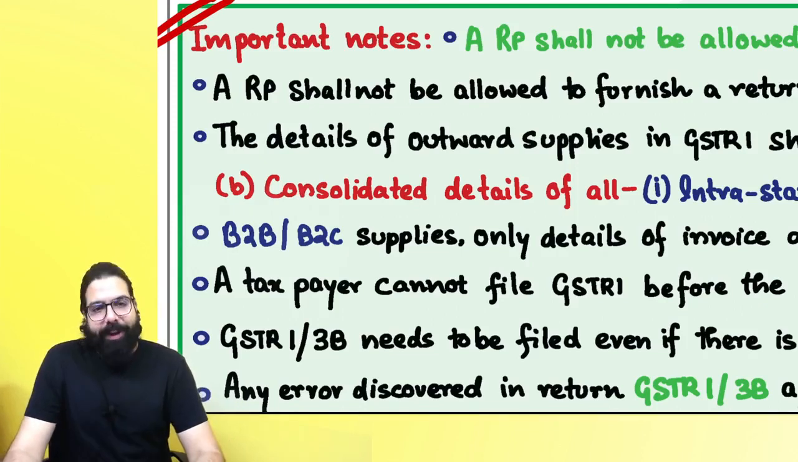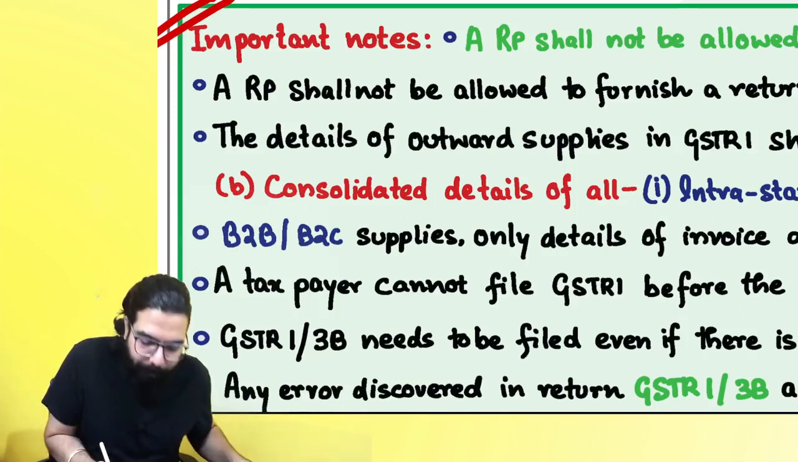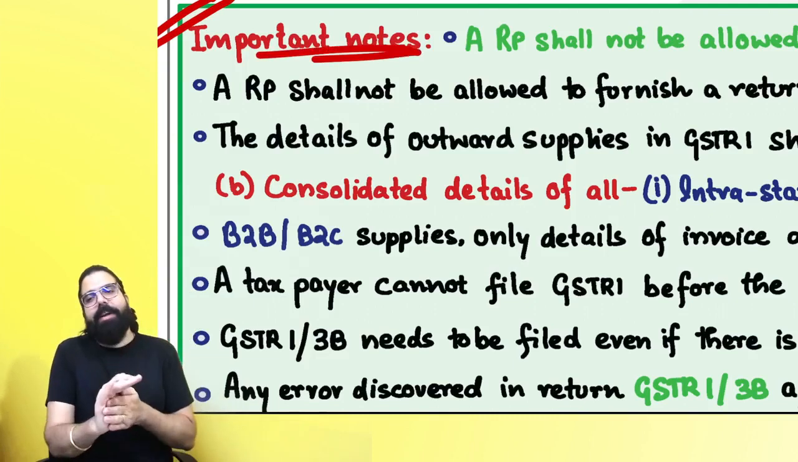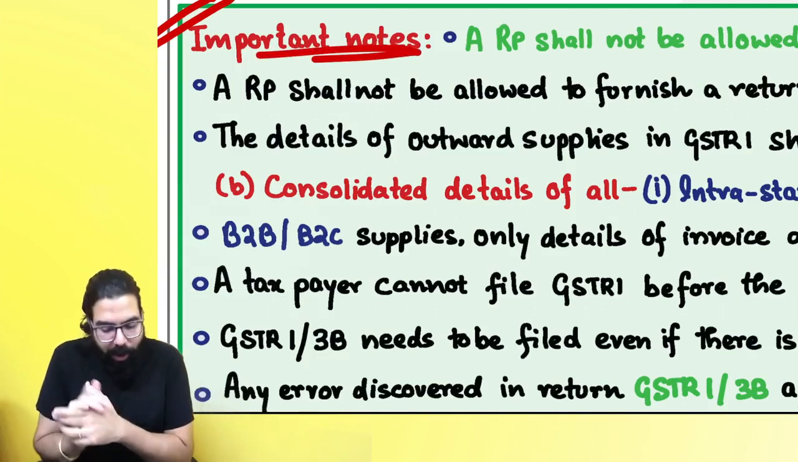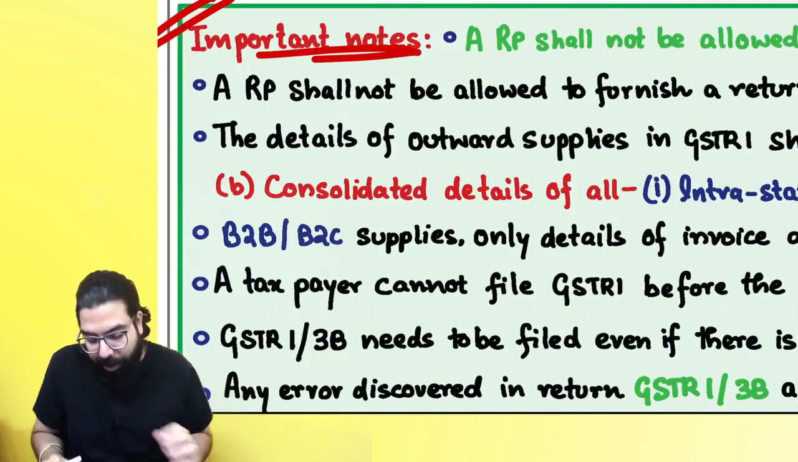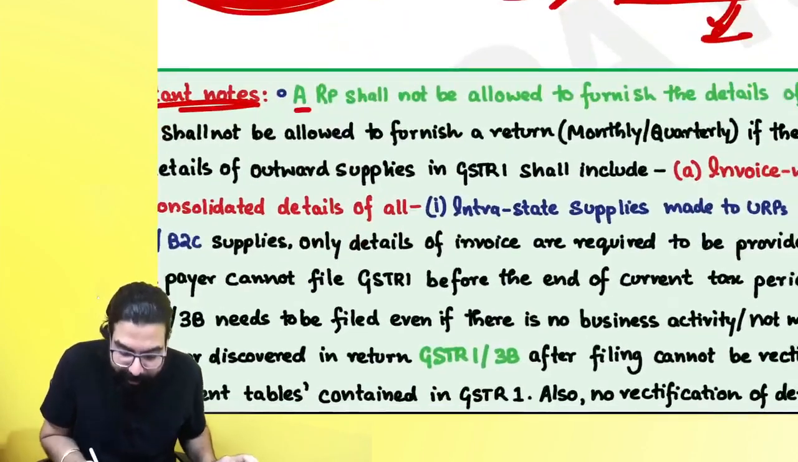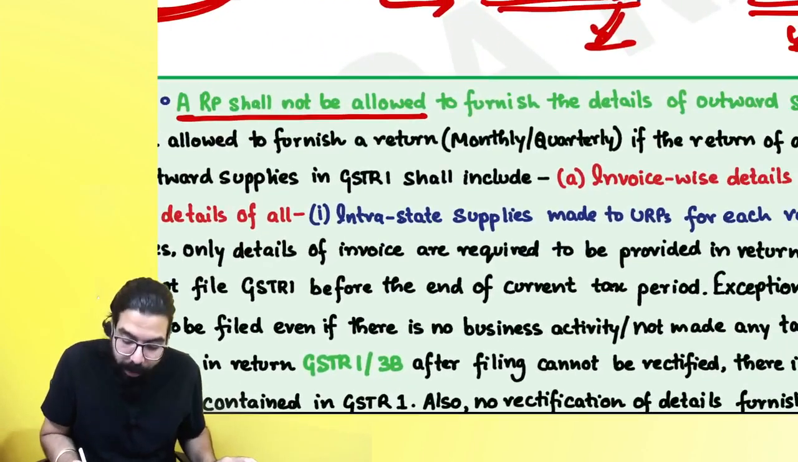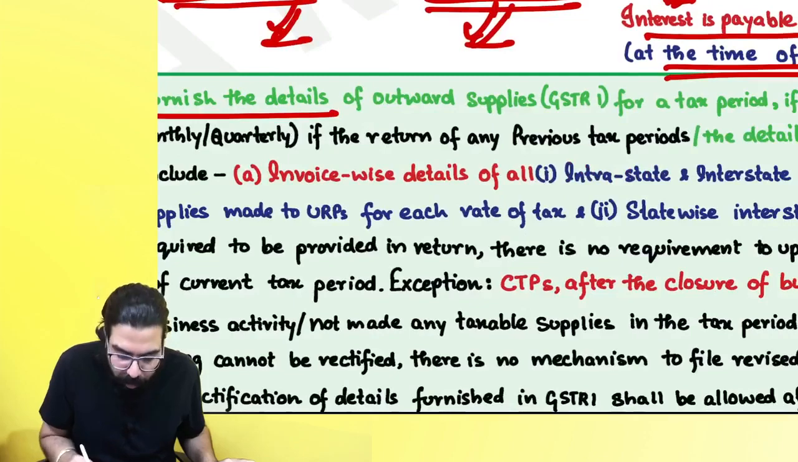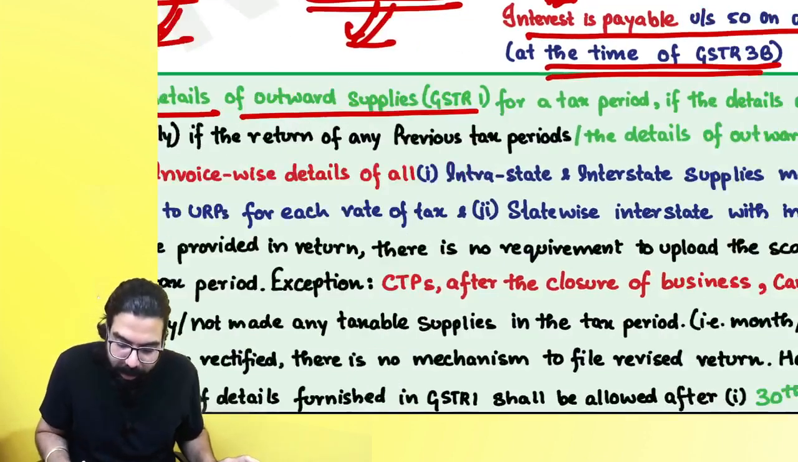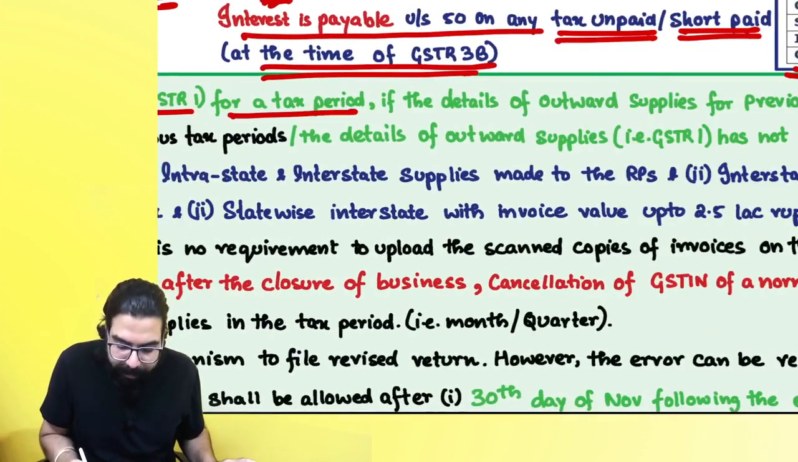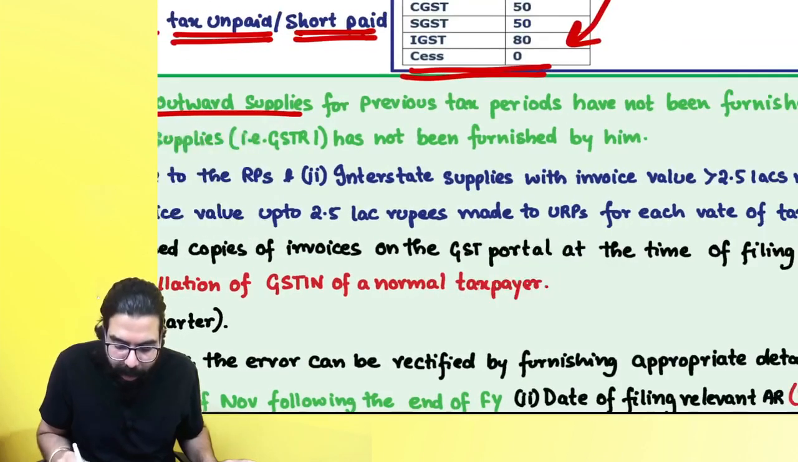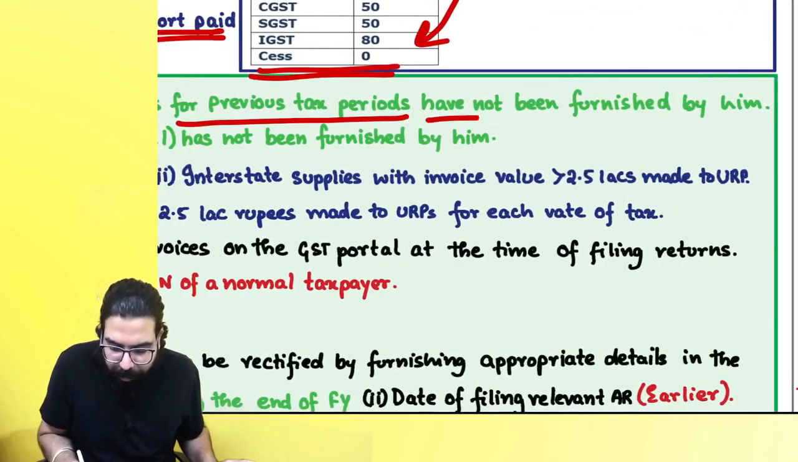Now, everyone over here, listen to me very carefully. Some important notes which I found important from the chapter on returns, I have written over here. Listen, a registered person shall not be allowed to furnish the details of outward supply in GSTR 1 for a tax period if the details of outward supply for a previous tax period have not been furnished by him.